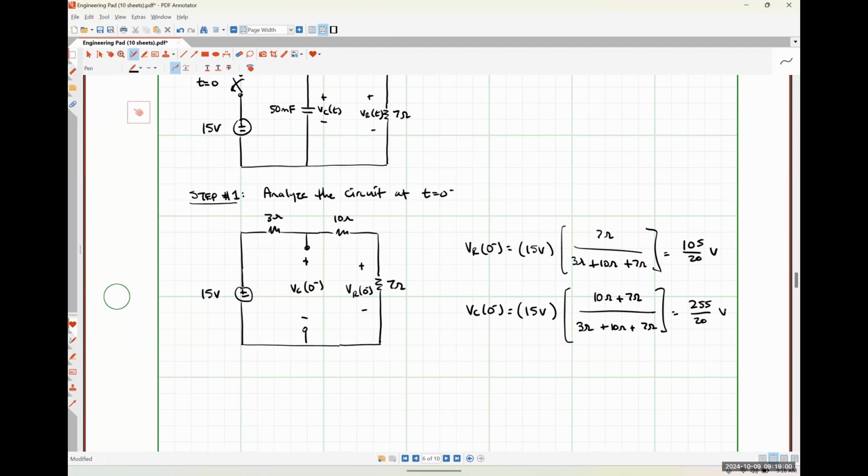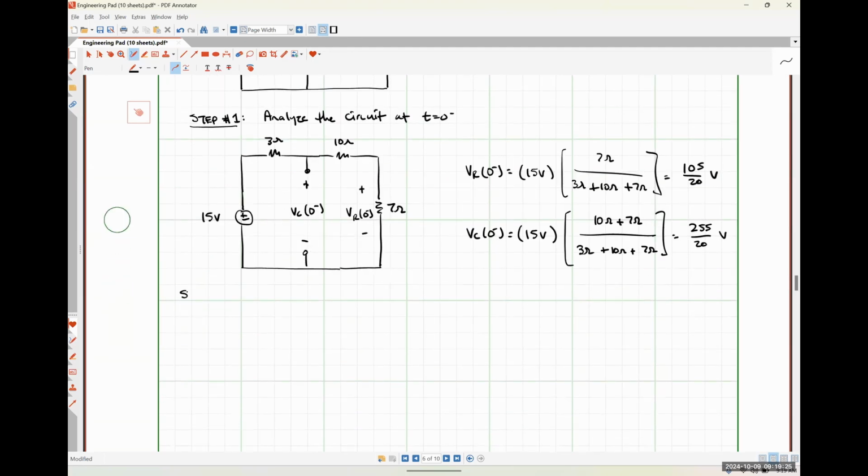So anybody have any questions, comments, or concerns about the analysis that we did here at 0 minus? We could have done KVL around the loop, finding the current, and then use Ohm's law to find the things, but I want to do it in one step when I can. So nothing wrong with your suggestion at all, but voltage division got us there a little bit quicker, so that's why I like it.